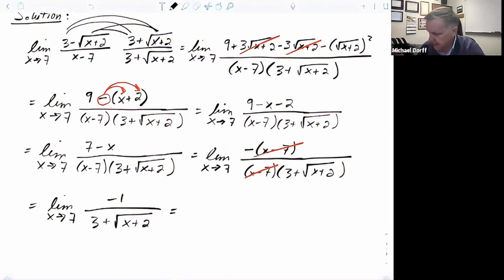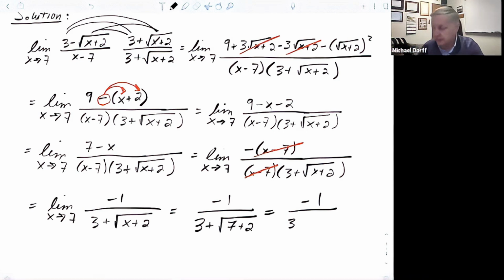When I do that, I get a negative 1 on top, which is great. I'm not getting a 0. And in the bottom, I have 3 plus the square root of 7 plus 2. So in the bottom, I've got 3 plus the square root of 9, which is 3 plus 3, so 6. And so I get negative 1 over 6. And that's my answer.